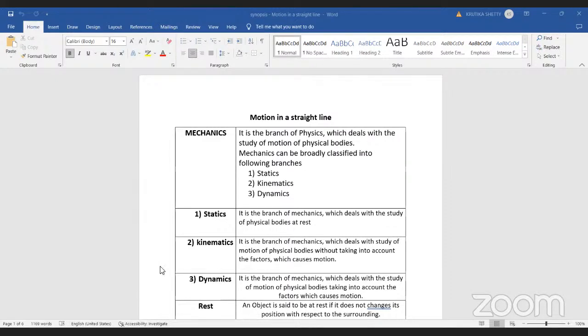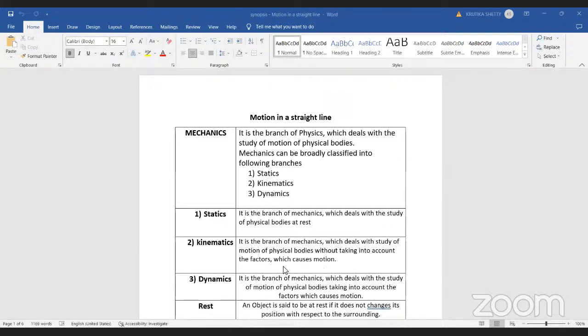But the difference between kinematics and dynamics is that in kinematics we will not see the cause for the motion, why or in which direction the body is moving. That does not matter in kinematics. For example, a vehicle is moving, this is kinematics. The vehicle is moving because of the acceleration you are giving to the vehicle, that is called what? Dynamics.